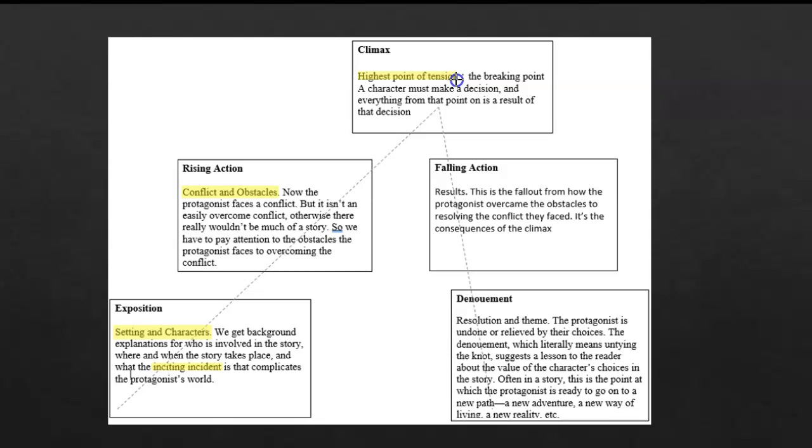Climax is the highest point of tension. And by highest point of tension, we mean this. The story has been building to the highest point, the hottest point, the moment when the character has to make a decision. And the character makes that decision, and that then becomes the breaking point. The breaking point at which the character has to decide, I'm going to resolve the conflict in this way. So we go from the highest point of tension to the breaking point. That's the climax. All right?